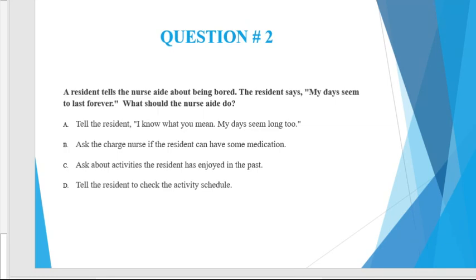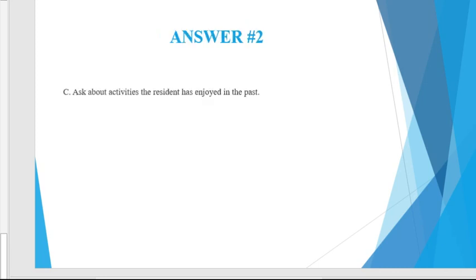Ask about activities the resident has enjoyed in the past. Remember the goal of therapeutic communication. Any option that encourages that resident to talk more about the issue at hand is the correct answer. So in this question number 2, the answer is C. Ask about activities the resident has enjoyed in the past.